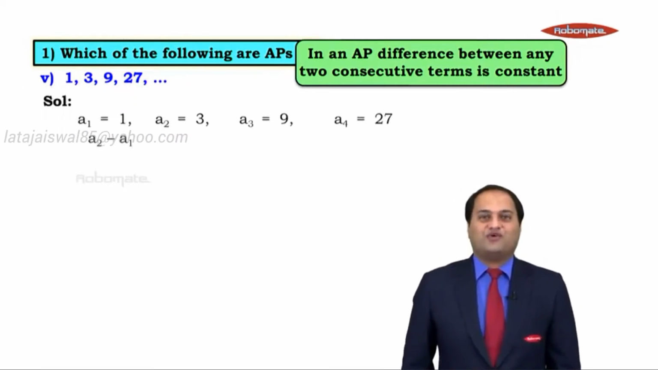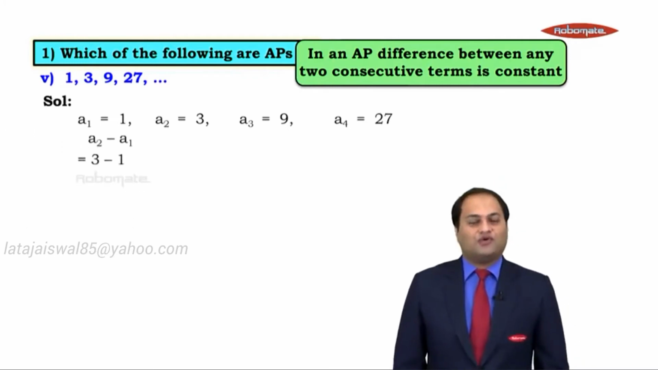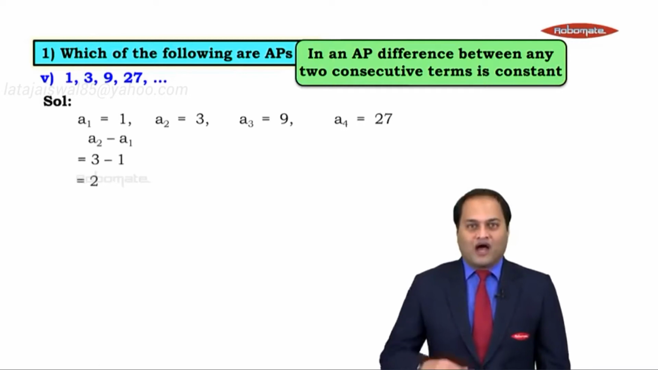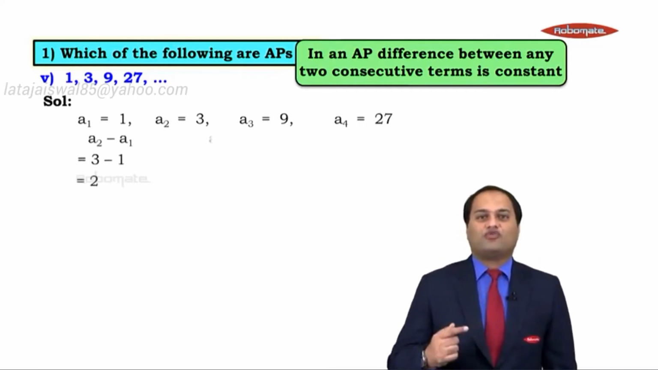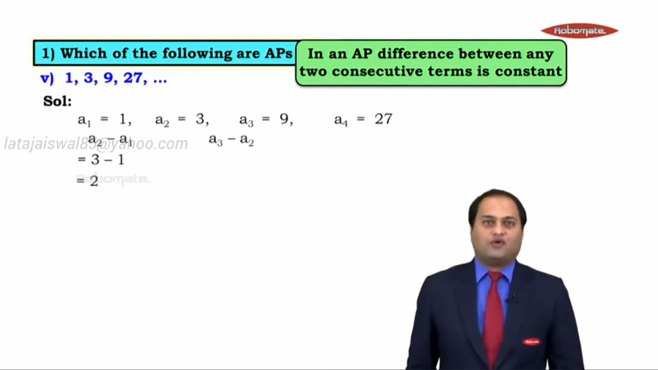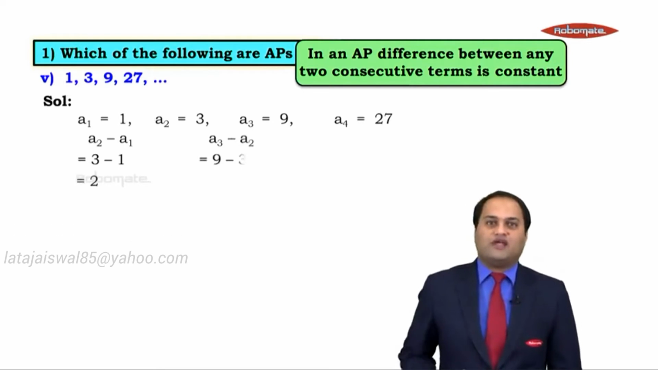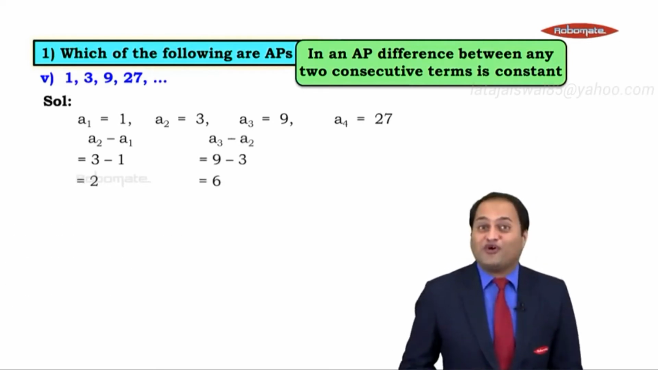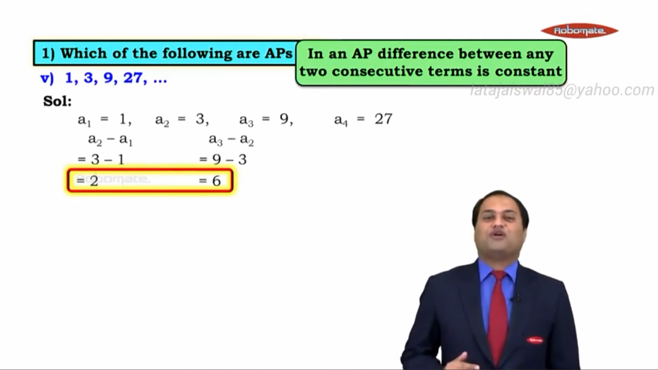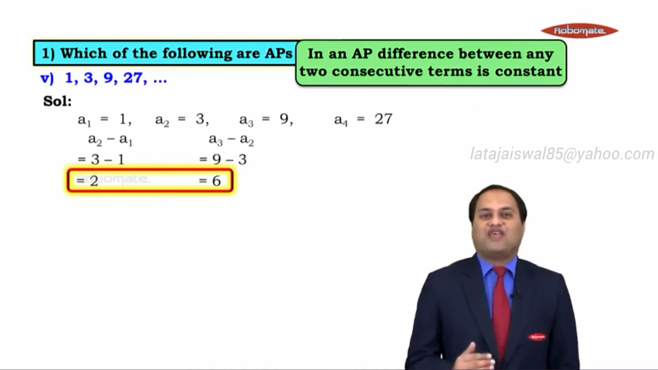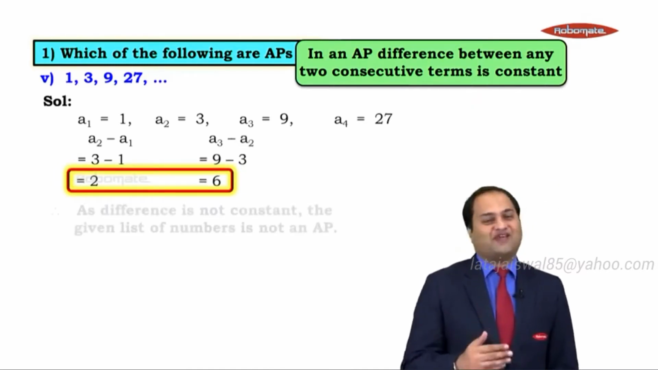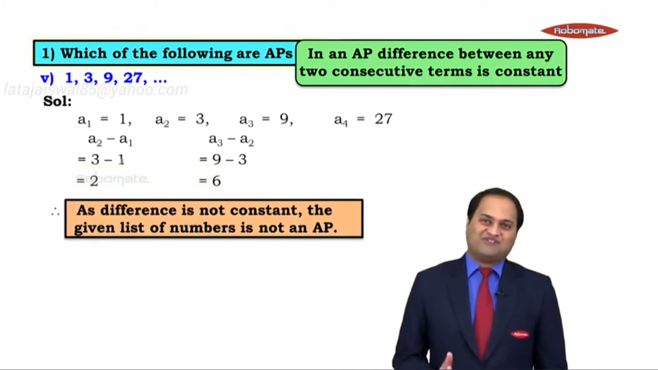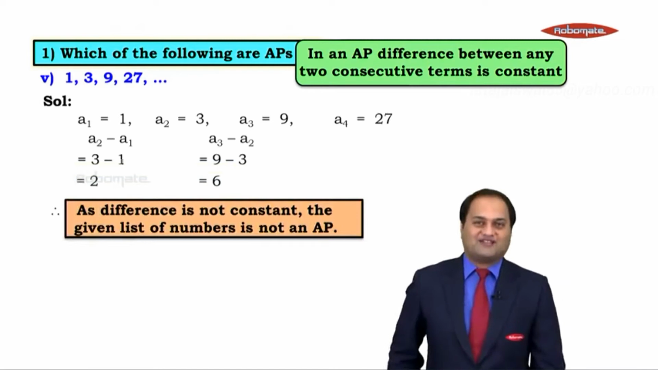What's the difference? A2 minus A1, which is equal to 3 minus 1, which is equal to 2. After finding A2 minus A1, now we find A3 minus A2. What is A3 minus A2? It's 9 minus 3, which is equal to 6. What do we observe? We observe that the difference between the two consecutive terms is not the same. And because it is not the same, the given sequence is definitely not an AP. Simple. Let's move on to the next sum now.